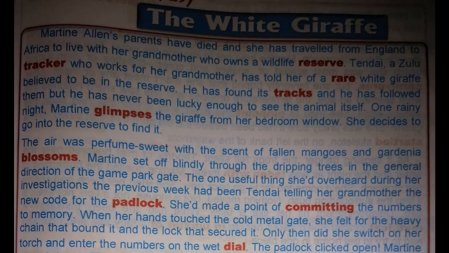When her hands touched the cold metal gate, she felt for the heavy chain that bound it and the lock that secured it. She switched on her torch and entered the numbers on the wet dial.